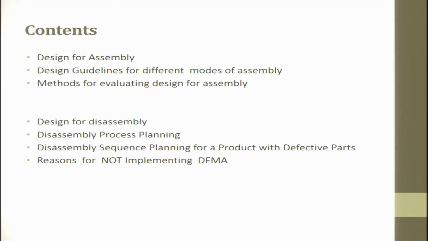So in this lecture we will go through design for assembly, then guidelines for different modes of assembly, then methods for evaluating design for assembly, then design for disassembly, assembly and disassembly process planning, disassembly sequence planning for a product with defective parts, and finally reasons for not implementing DFMA, design for manufacturing and assembly.